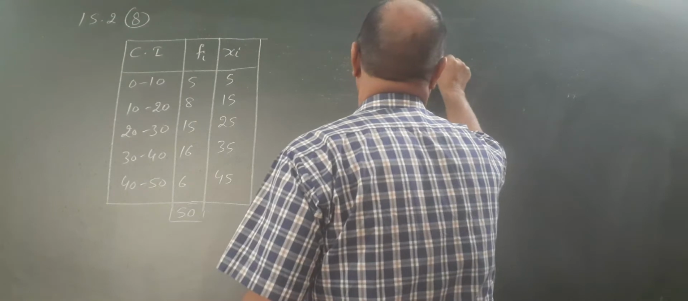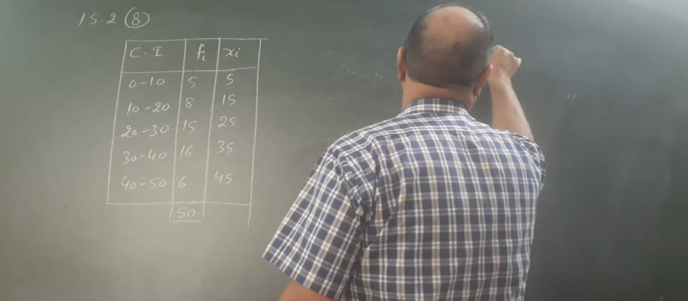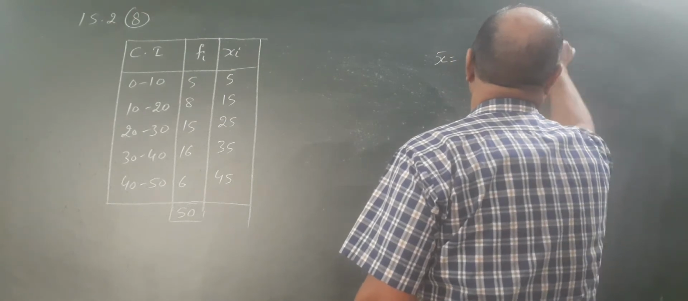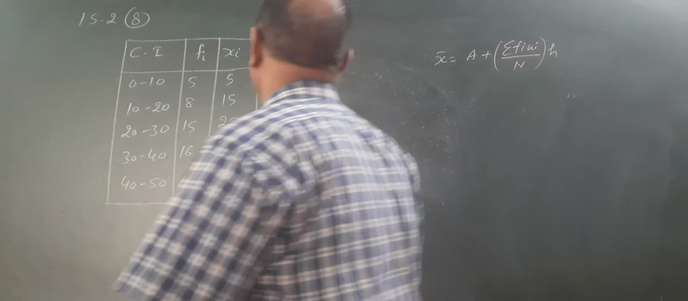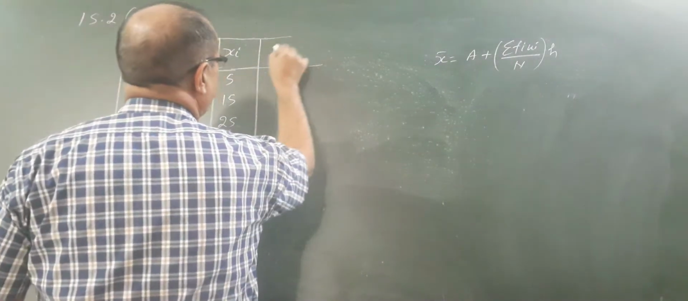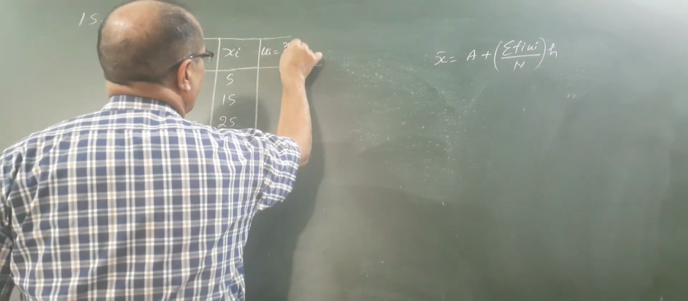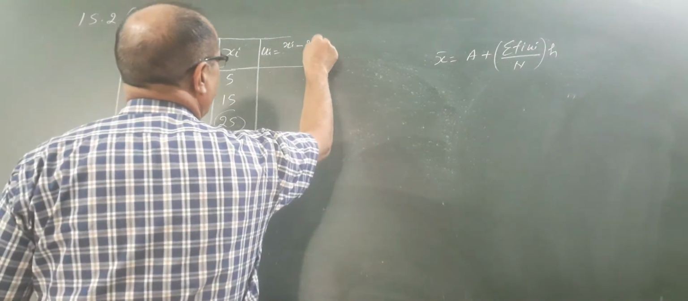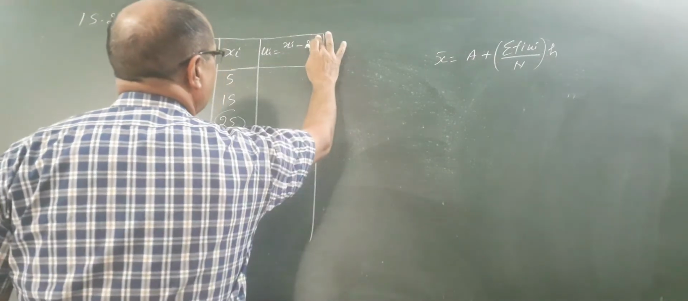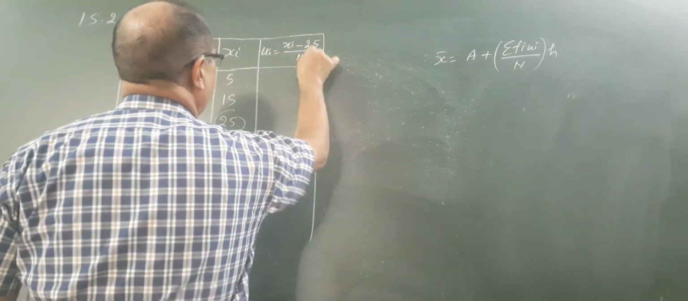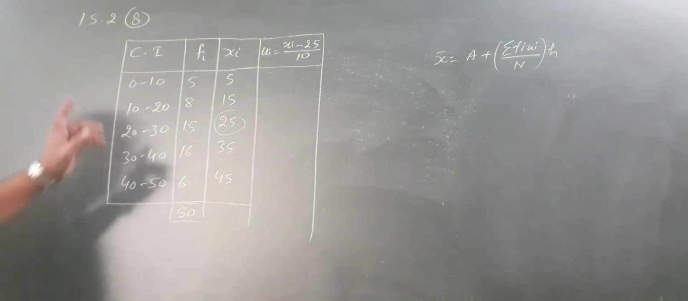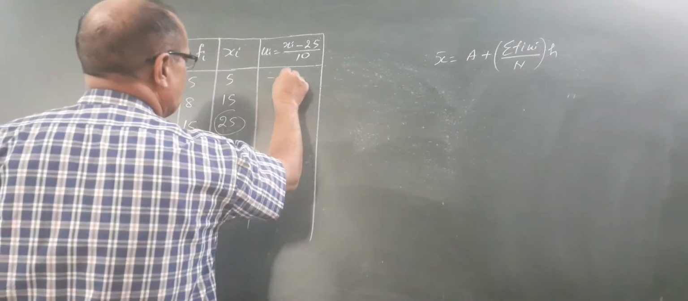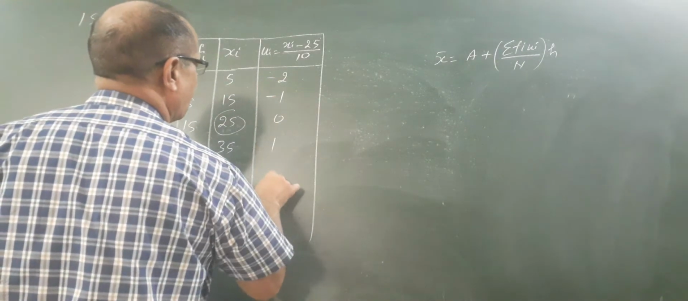The formula to find the mean is x bar is equal to assumed mean plus sigma fi ui upon n into height of interval. This is the formula to find the mean. So first of all, we need this ui. What is ui? That is equal to xi minus assumed value. I will take here 25, upon height of interval. The height of interval is 10 because the gap is 10. So therefore you complete this as xi minus 25 upon 10. This will give you minus 2, then minus 1, then 0, 1 and 2.